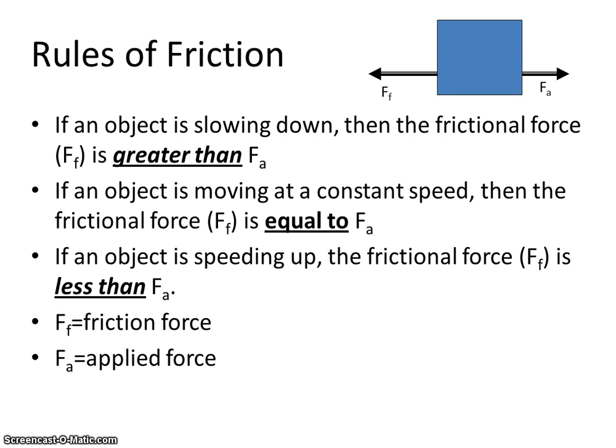If the two forces are equal, then one of two things is happening. Either A, the object will not be moving, that's what we call the static situation, or B, the object will be moving at a constant speed. It'll have an acceleration of 0, but it'll still have motion. That will be its kinetic friction.